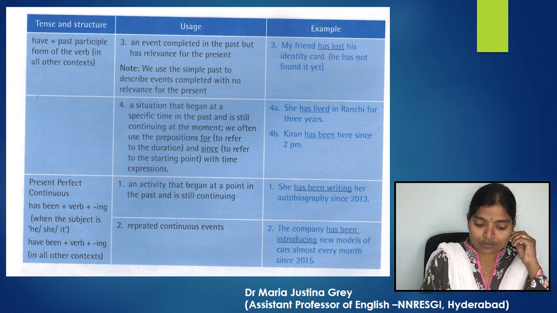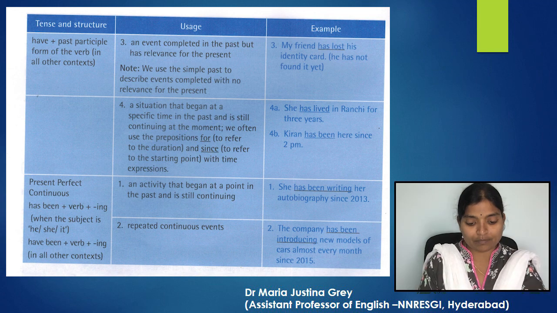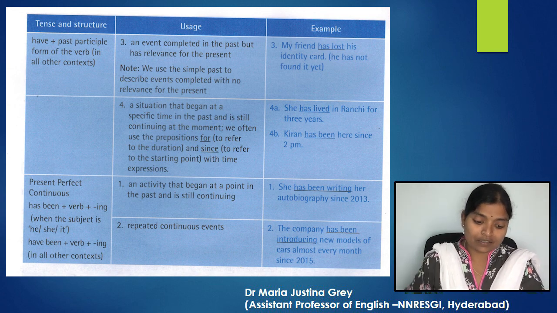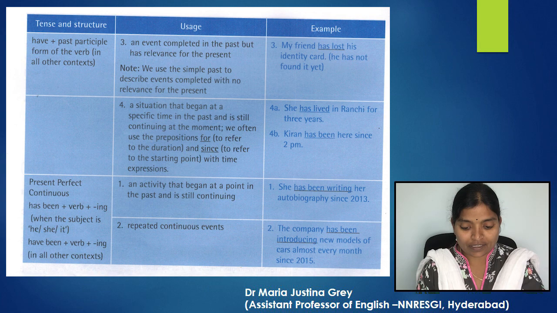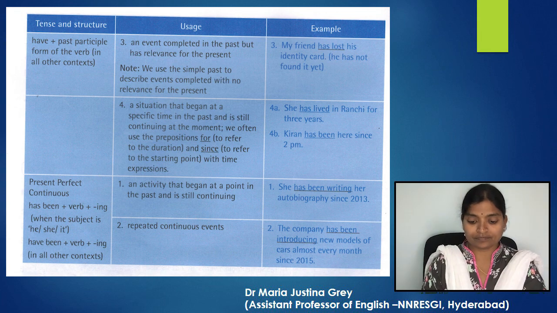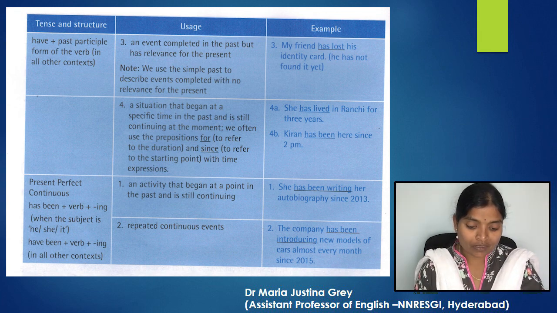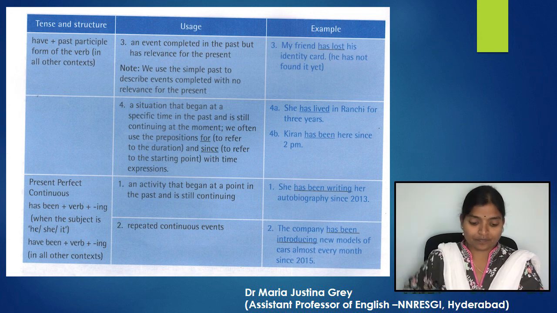Present perfect is also used to talk about an event completed in the past but which has relevance for the present. For example, my friend has lost his identity card. That means he has not yet found it. Note, we use the simple past to describe events completed with no relevance for the present.